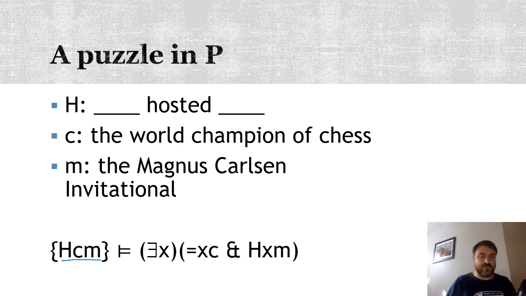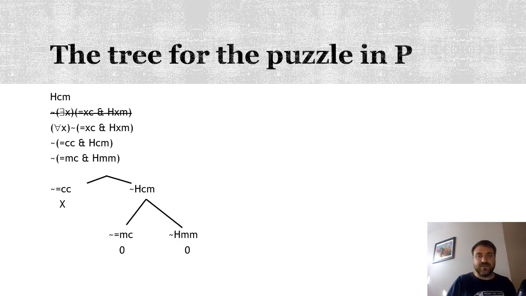Great, HCM. And that entails, with the now correct double turnstile, that there exists an x, that is someone, who is the world champion of chess and hosted the Magnus Carlsen Invitational. And honestly, that ought to be valid. But if we check a tree, here's the tree for that puzzle in P.